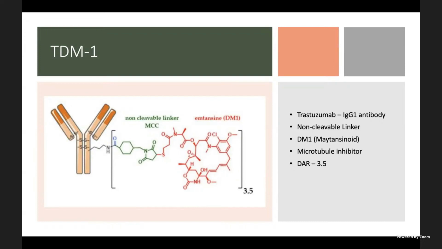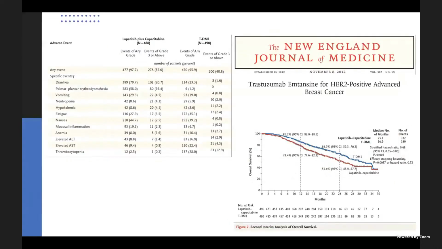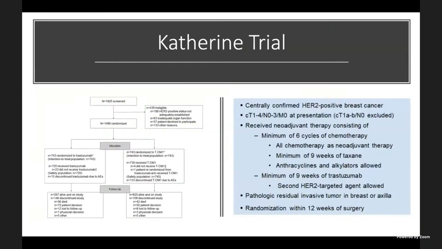So for every molecule of trastuzumab, you have roughly around 3.5 molecules of emtansine which are attached to it. Now, all of you are aware of this trial. We have spoken about it earlier, so I'll not be spending much time on it. This was, as you know, lapatinib plus capecitabine versus TDM1.